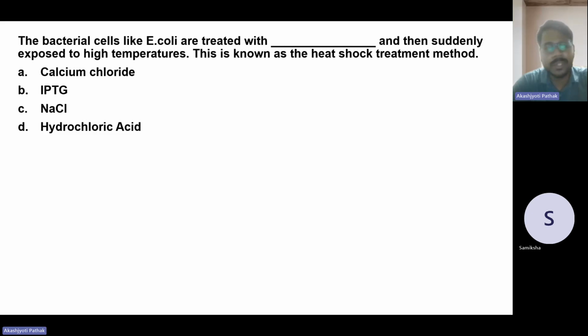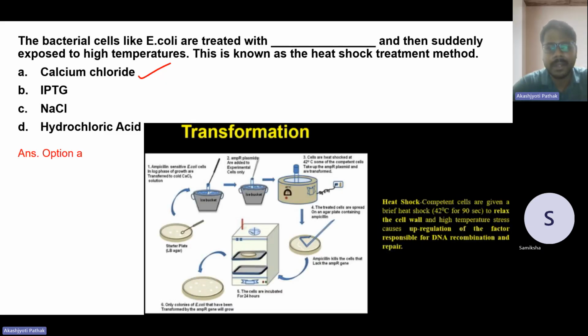So for bacterial transformation, what type of salts are required? They are treated with dash and then suddenly exposed to high temperature. This is known as the heat shock treatment. Calcium chloride. Yes, good. Calcium chloride is used for bacterial cells, for E. coli cells specifically. Okay. So yeah, this is a figure that was there in the lecture slides.